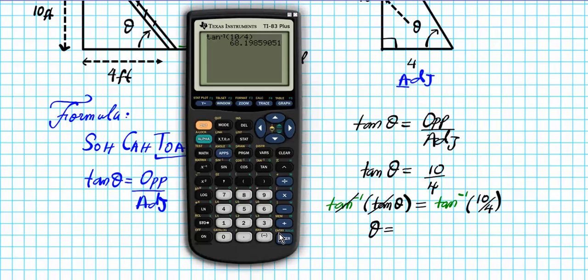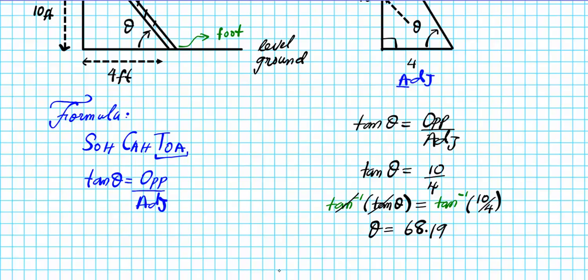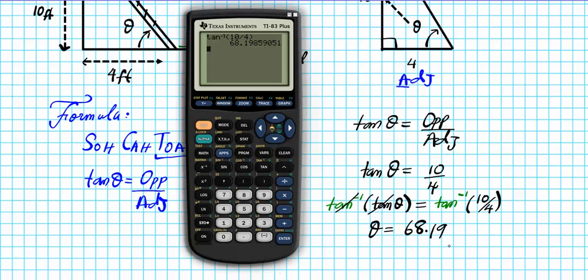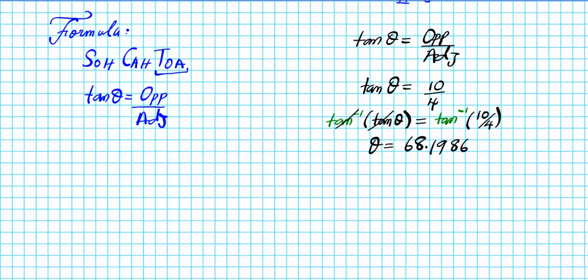And the answer is 68.1985. But we are to, well, let's just write it down. So 68.1986. All right, so theta is going to be equal to 68 degrees to the nearest degree. Okay, that's what the problem asks us to do.